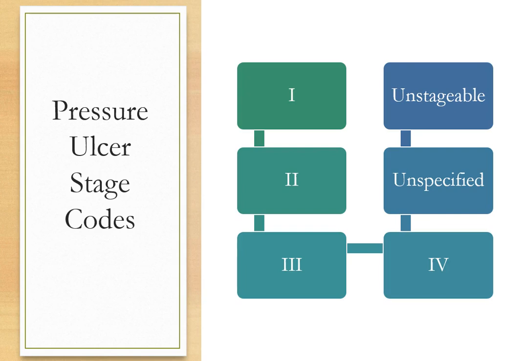Per guidelines, you are to assign as many codes as you need from category L89 to identify all of the pressure ulcers that the patient has. So what that means is the patient can have multiple pressure ulcers in different anatomical locations, and so you want to capture codes for all of those specific sites.